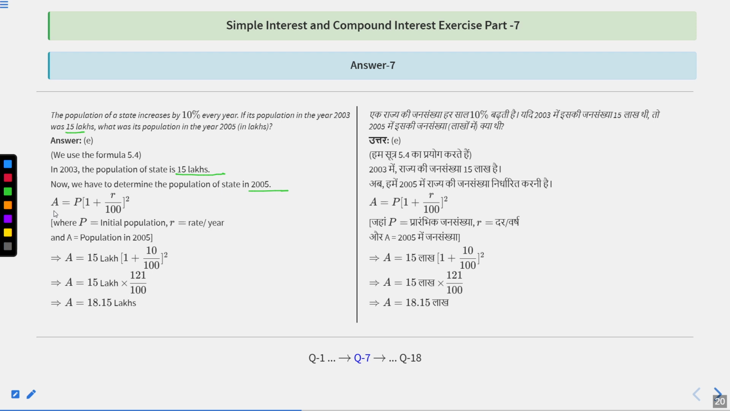So we use the formula of amount, which is P (1 + R/100)^n, where time is 2 years, because the difference between 2003 and 2005 is 2 years. So we just put these values: 15 lakh, 1 plus 10% growth rate, 10 upon 100, to the power 2. When we calculate it, we get the population increased in 2005. Total population in 2005 is 18.15 lakh. Next one.